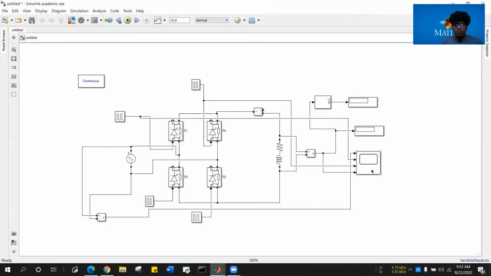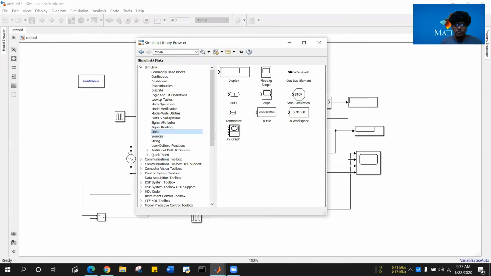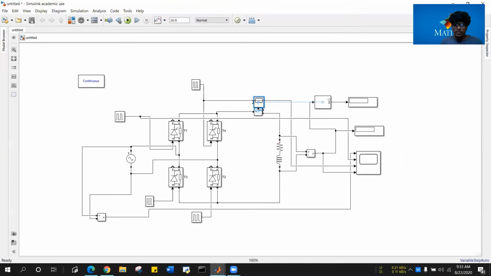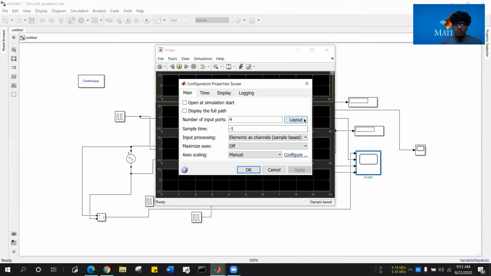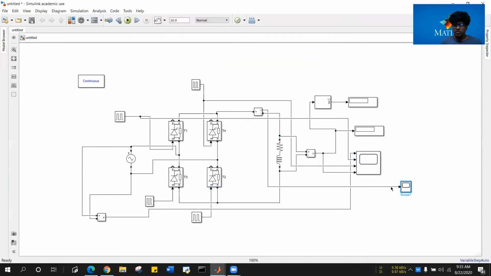You can have one more input, from the current measurement. Okay, so have one more scope, because I cannot have 5 values there. As you can see in the layout, I can only have 4. That's why I cannot give the current measurement here, so I can connect one more scope here for current measurement. Now I'll set the time at 0.08, and let's run the simulation.